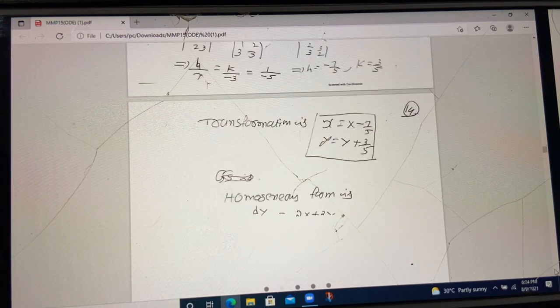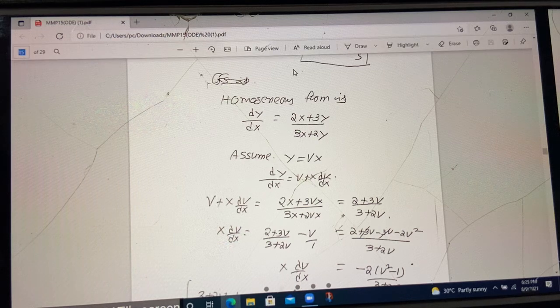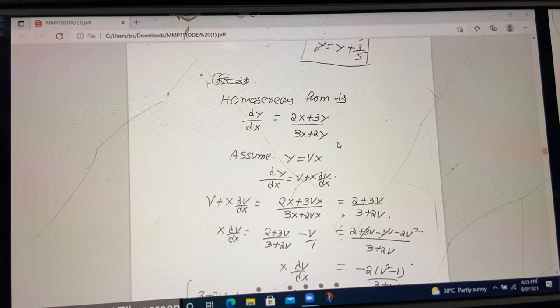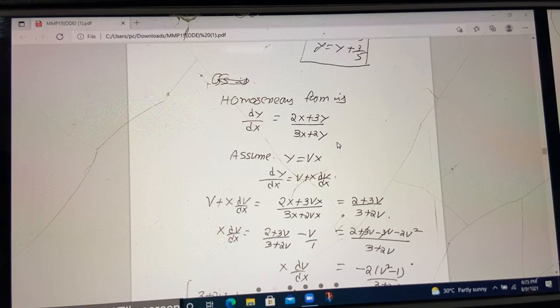Transformation means this. What is the homogeneous form means this. So now, if you are asked to get the general solution only, solve dy by dx is (2x plus 3y) by 3x. How to solve? 99% they will not ask you to solve, but 1% to be on the safe side.